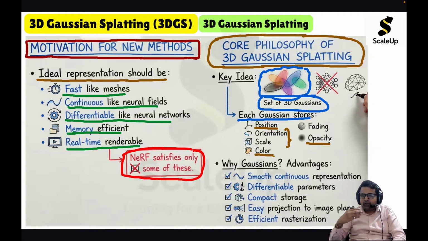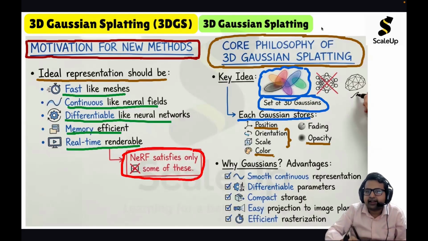So now we invented a new technique of representing a 3D scene, that is 3D Gaussian splatting. That is the meaning of 3D Gaussian splatting. Now what are the advantages of this technique? Let us understand that.